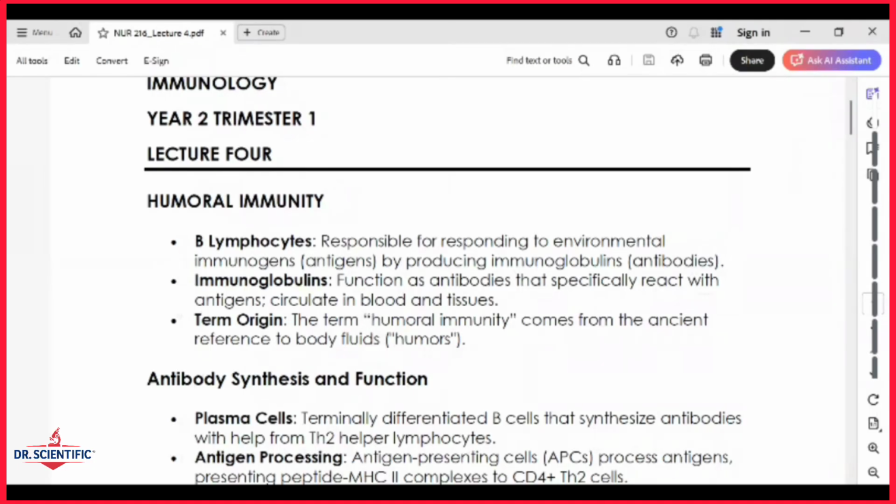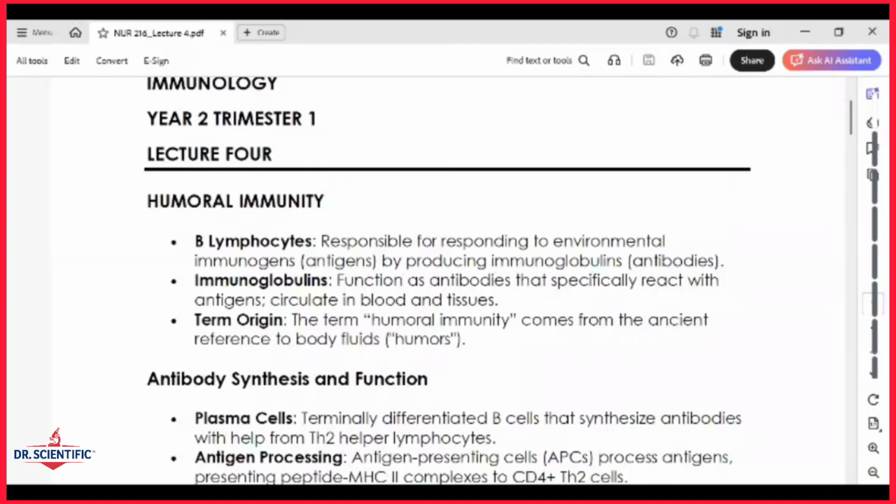So let's look at now the humoral immunity. Of course, the humoral immunity is run by B cells, the B lymphocytes. The B lymphocytes, as we saw, perform two roles. They first of all are antigen presenting cells, but they also produce antibodies. And antibodies are what we refer to as immunoglobulins.